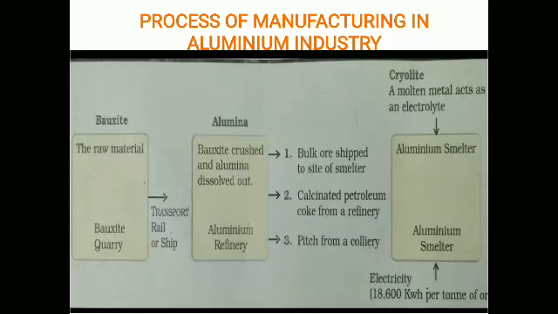So the process takes place. Bulk ore is shipped to the site of the smelter, with calcinated petroleum coke from a refinery and pitch from a colliery. Then finally, the aluminium smelter requires 18,600 kilowatt per ton of ore. So to smelt the aluminium, the power required is 18,600 kilowatt per ton of ore. So this is the process involved in the manufacturing of aluminium.